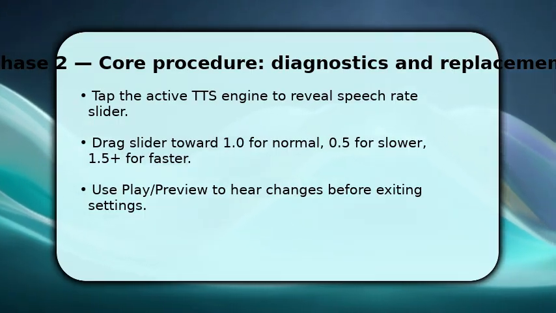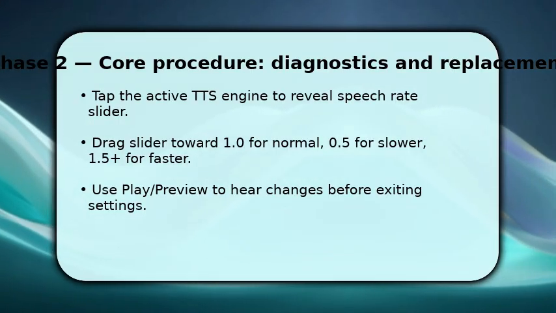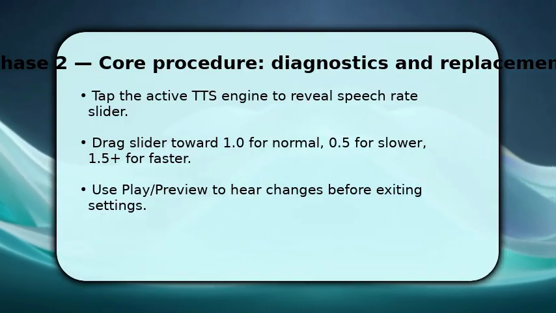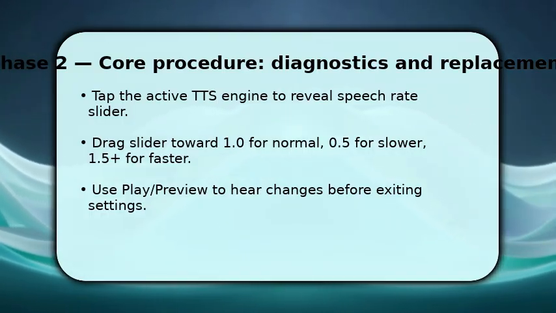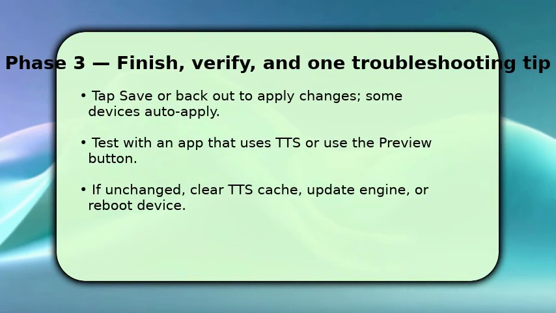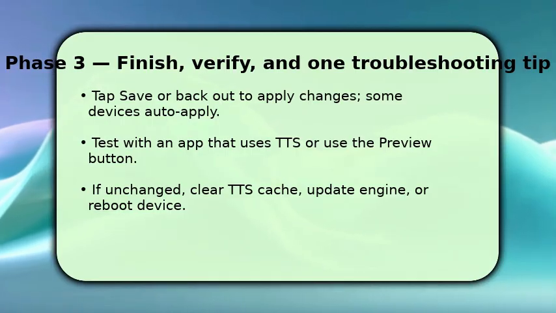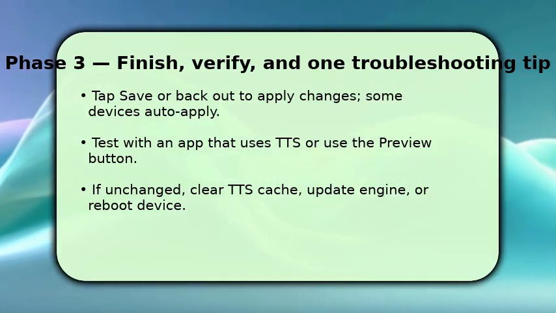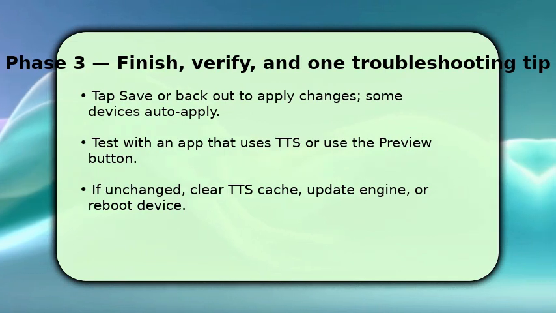If the engine has a separate voice or language option, make sure those match, because different voices may behave differently. Once you've set the slider, back out, or tap save, as many Android builds apply changes immediately. Test the new rate with the preview button or open an app that uses TTS to confirm.